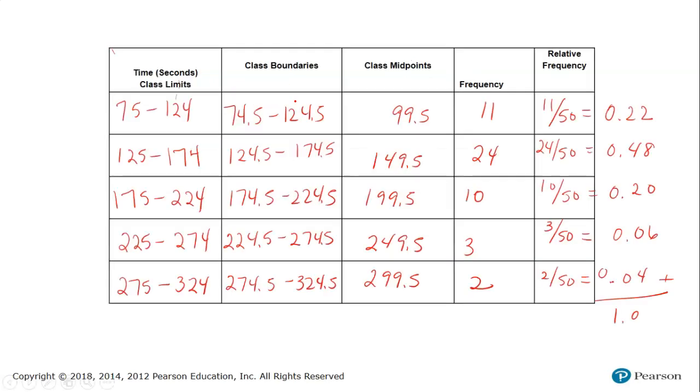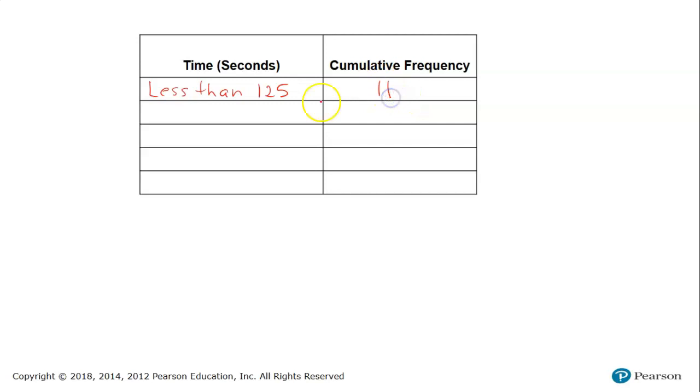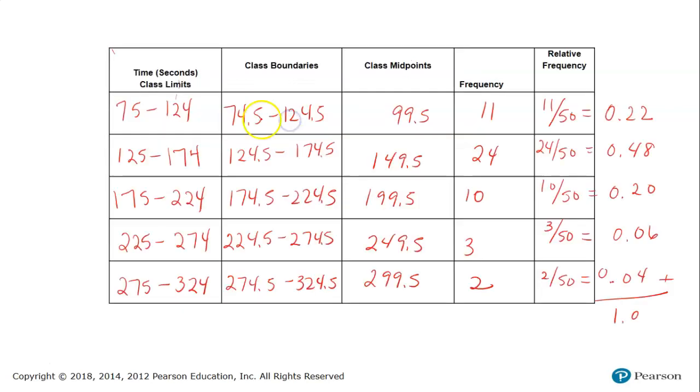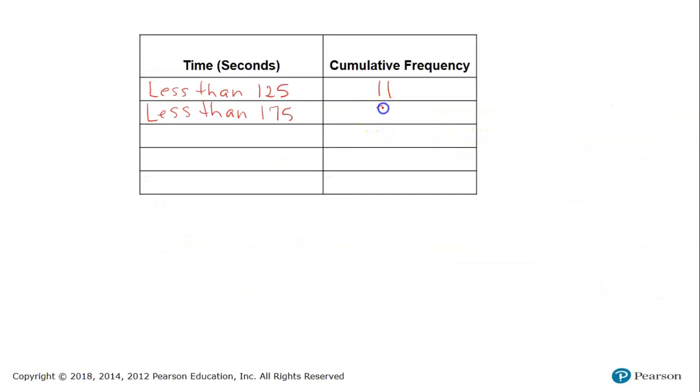So if we look back at this, everything less than 125, we're going to have 11 values that are less than 125. The next one, we want everything less than, in this case, 175. So if I want everything less than 175, that's these first two classes. So the first two classes is going to give me the 11 plus the 24 will give me a total of 35. So the number of values that's less than 175 would be 35.